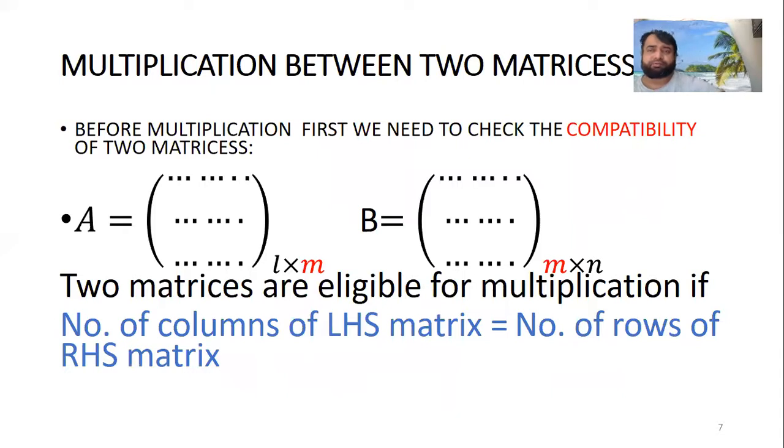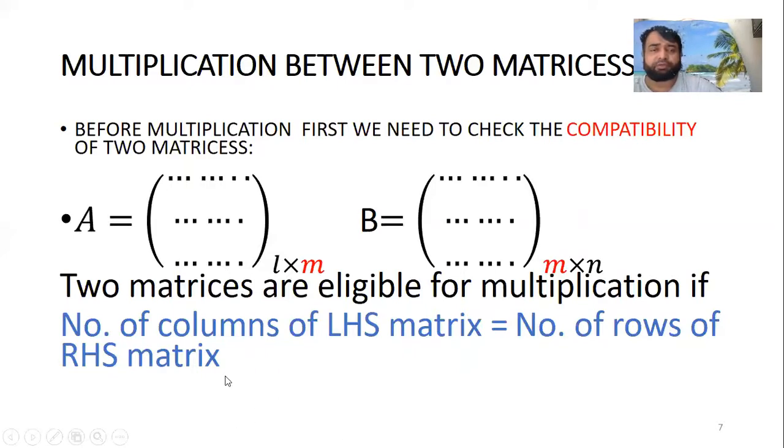Multiplication between matrices. Okay, this is very important and it is very simple, though sometimes students get very confused and mess it up. Actually, we can do it if we just follow some rules, then it's very simple. Before multiplication, first we need to check the compatibility of the two matrices. If they are not compatible, we cannot multiply. So what is the compatibility here?